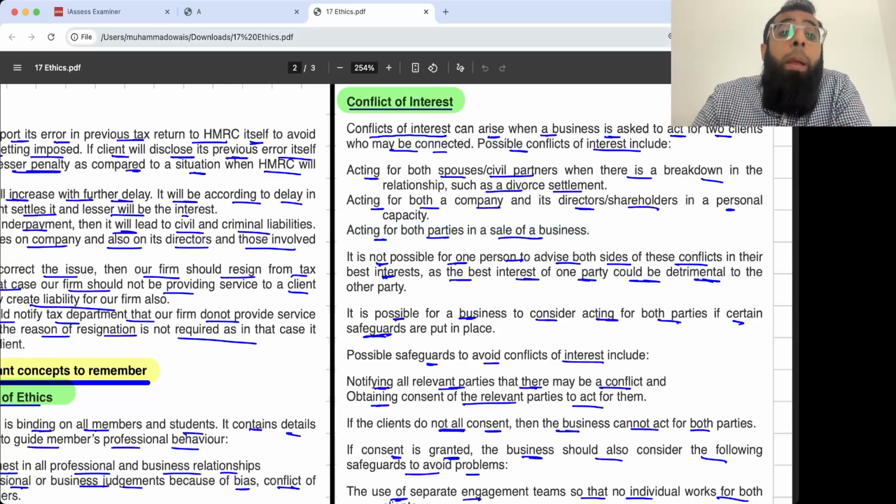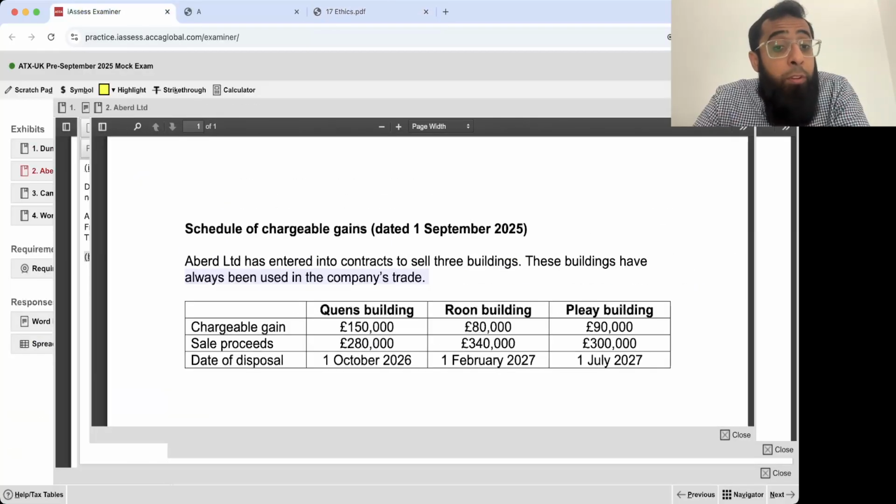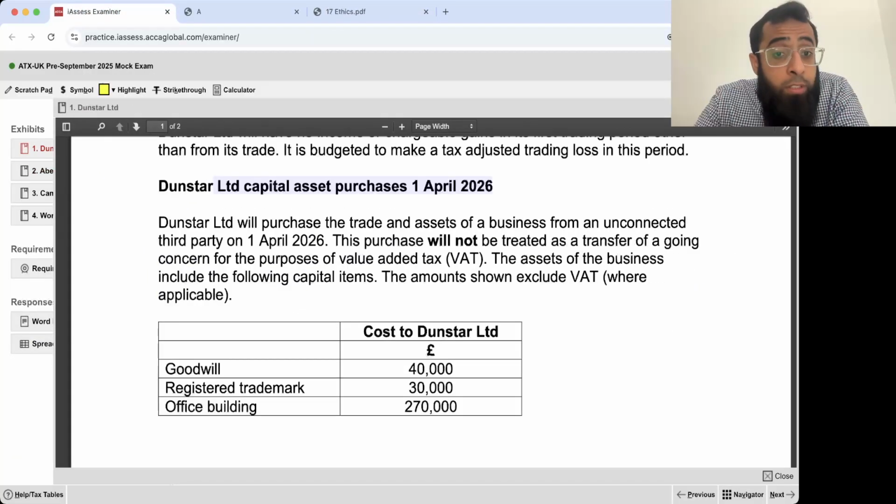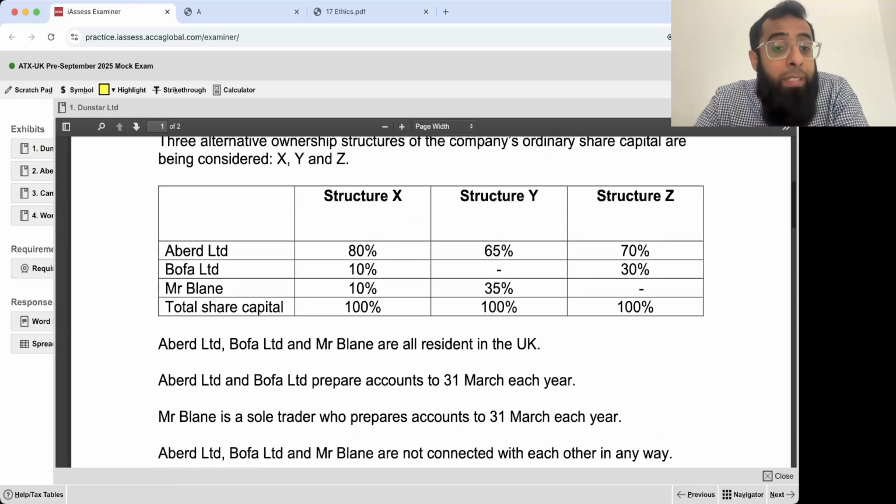Here, there were 2 parties in the investment situation. Because if you remember, structure X was better for Abrid Limited, because it will get a group, 75% group, and BOFA won't get anything. Whereas in structure Z, BOFA will get a consortium relief, whereas Abrid will only be losing due to 5% lesser ownership. So there will be situations when interest may conflict.